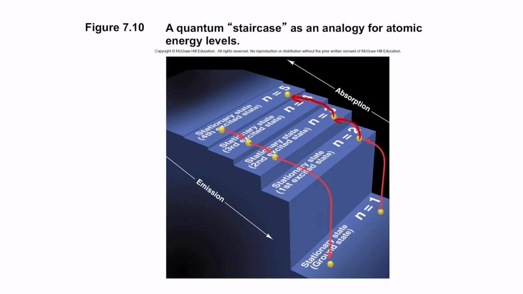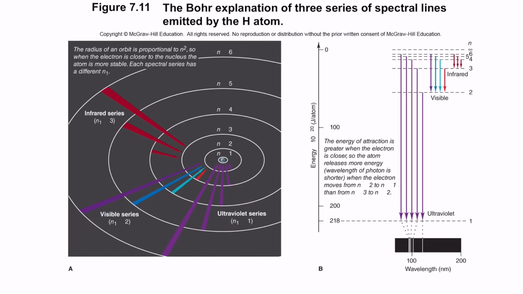The same thing happens in reverse as well. In reverse, it undergoes emission, where from the fifth state to the fourth, it can release energy. Fourth to third releases energy. Third to ground state also releases energy. So this energy release is what we consider as the atomic spectrum.